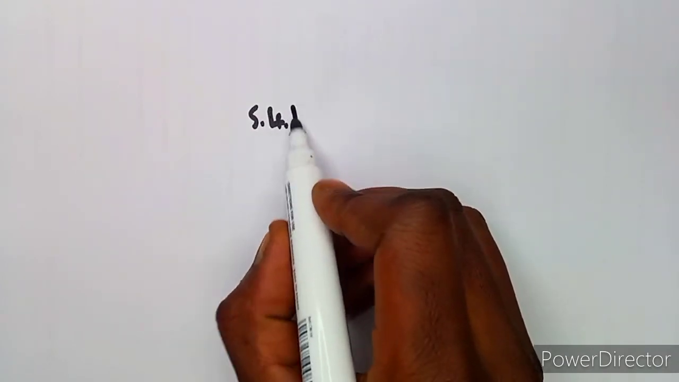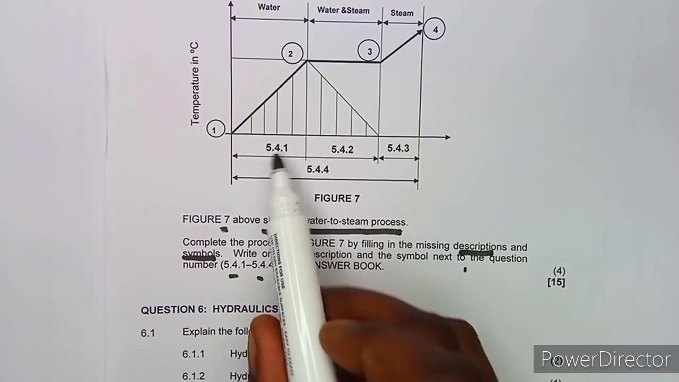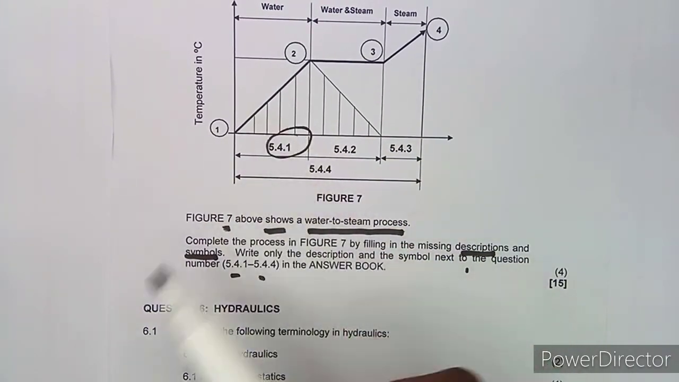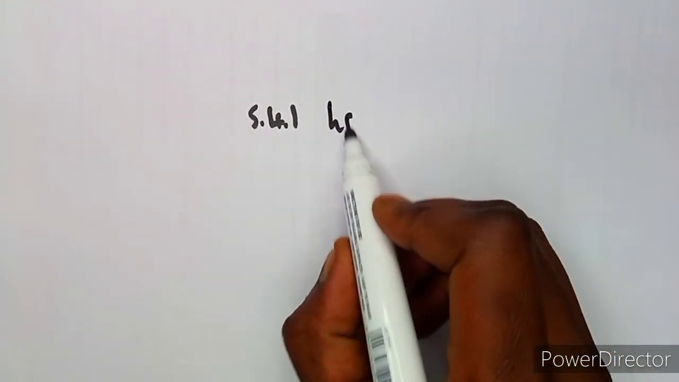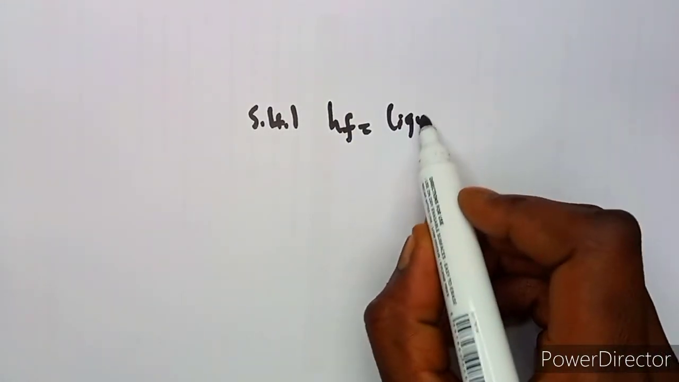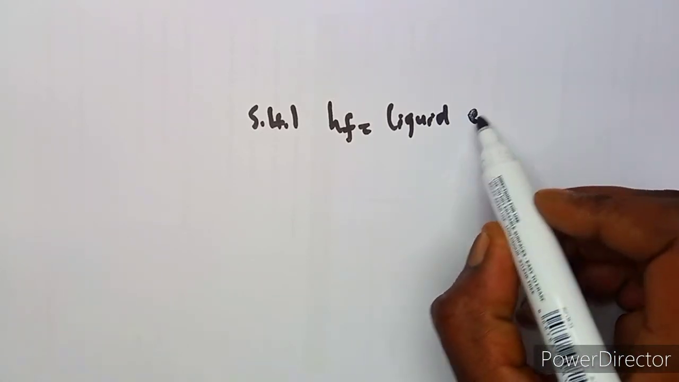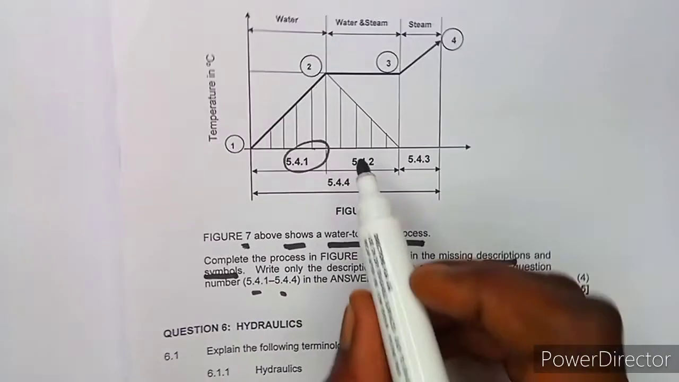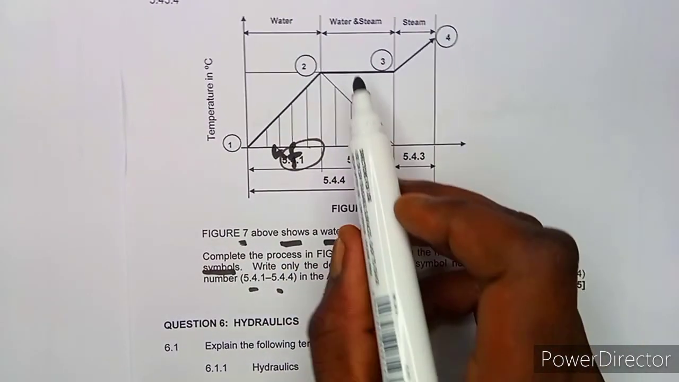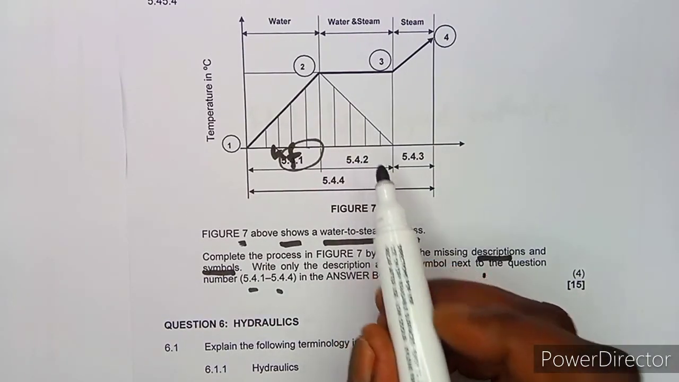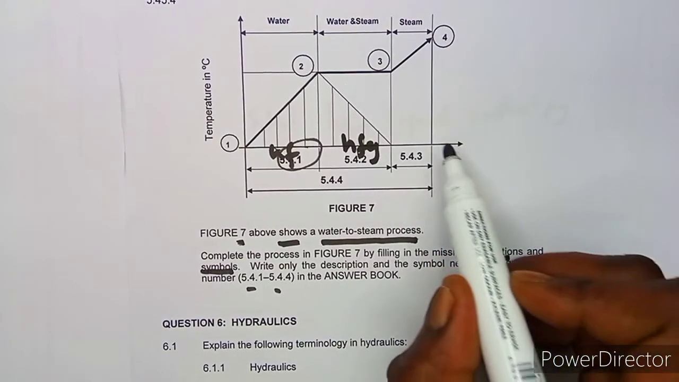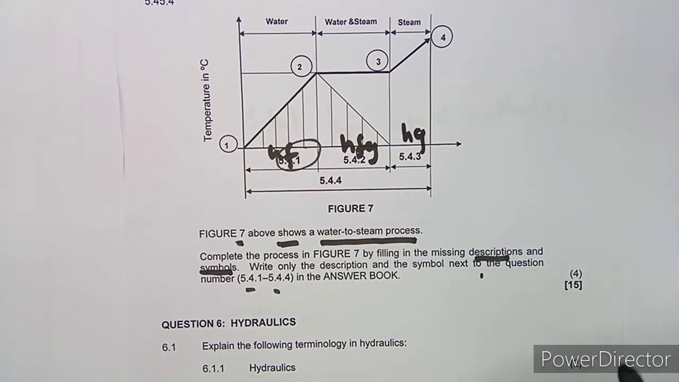All right, so what do we have here, guys, on 5.41? What do we have here? So remember, from the steam process, here we are still on water, so this is going to be the liquid enthalpy, which is HF. So HF, that's the liquid enthalpy. All right, that's our HF here. So we move on to here. We've got water and steam, which is now evaporation. So this is HFG for evaporation, and we have got HG for the dry steam.